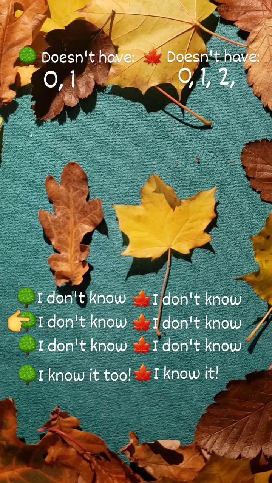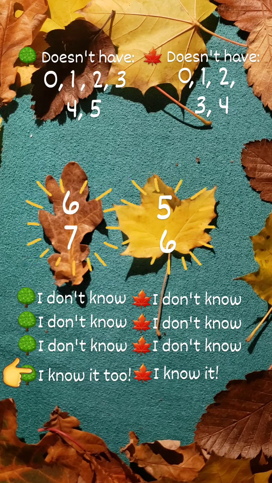Next time Oak says "I don't know," it means that Oak doesn't have 2 and doesn't have 3. Next time Maple says "I don't know," it means it doesn't have 3 and doesn't have 4. Then Oak says "I don't know," it means it doesn't have 4 and doesn't have 5. And then when Maple says "I know it," it's because it has 5 or 6, and Oak must have one more.